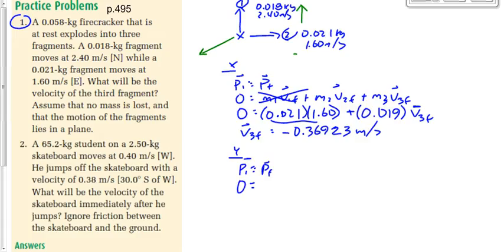Zero initial momentum. Final momentum is 0.018 times 2.4 plus 0, because object number 2 is only on the x-axis. Make a mistake here. What is it? 1.7684.